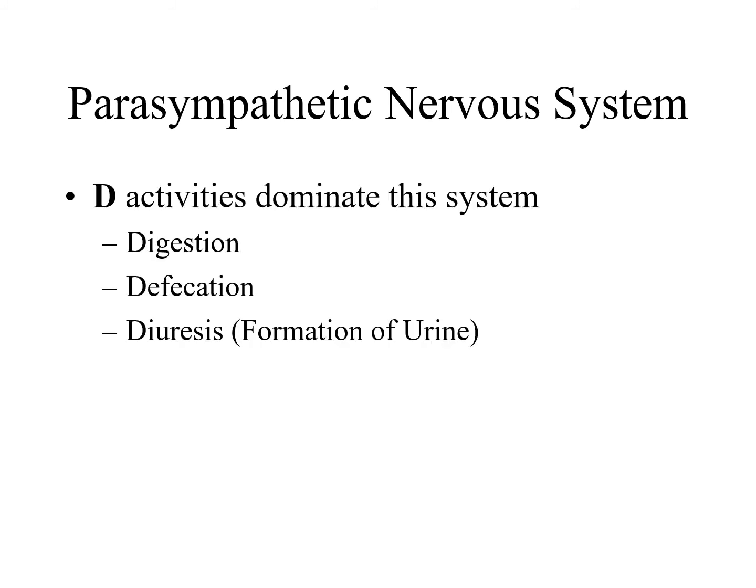This system dominates D activities like digestion, defecation, which is having a bowel movement, and diuresis, formation of urine. So let me give you an example here. If you've ever had a large meal for Thanksgiving, oftentimes people love to take a nap after a large Thanksgiving meal. When you get sleepy after a large meal, the blood is actually traveling to your digestive organs to aid in digestion. The blood travels away from organs like your heart, your lungs, and your skeletal muscles. So during this kind of relaxed state, you're going to be in a parasympathetic mode.